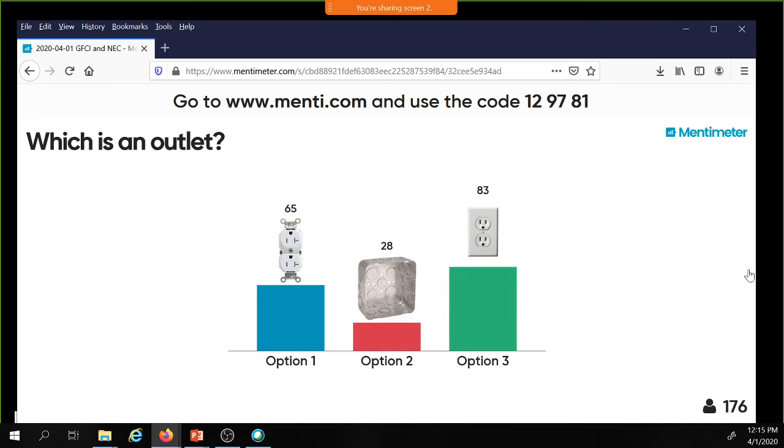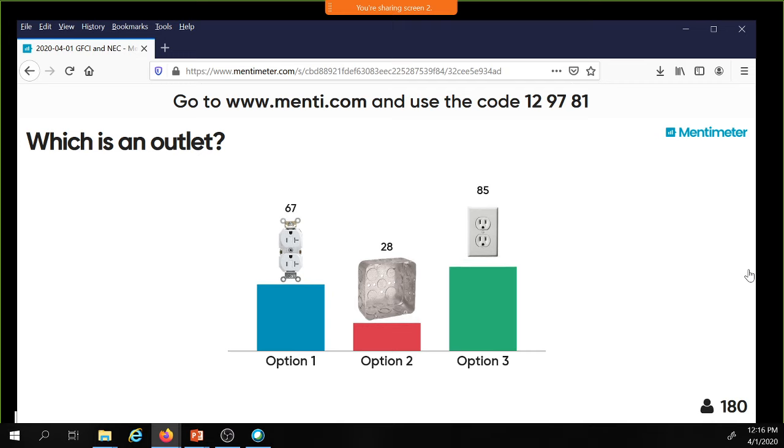All right. So now this one, which is an outlet. The reason I put this in there, and I've already gotten a couple phone calls on this one, and some emails. Thank you, Hiram. So I said which one is an outlet, and technically you could say every one of those is an outlet, but two of those are receptacle outlets, but only one of those is just an outlet.